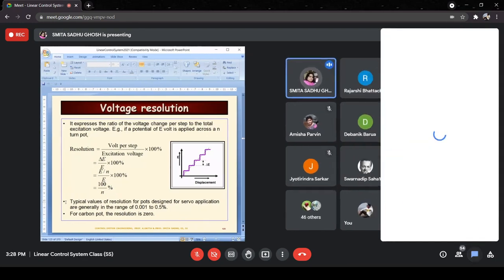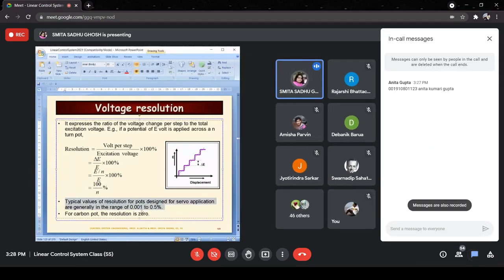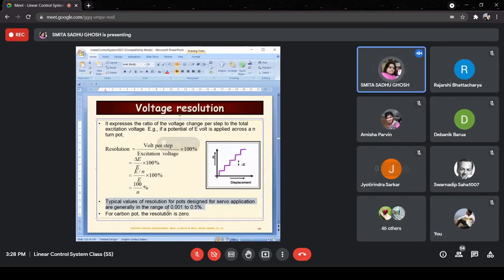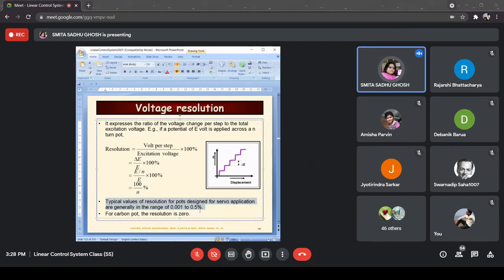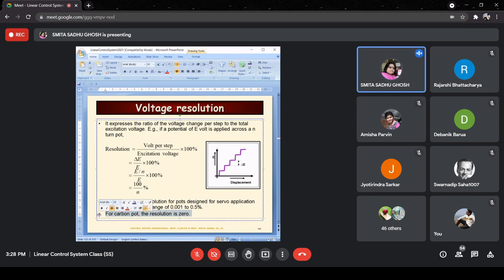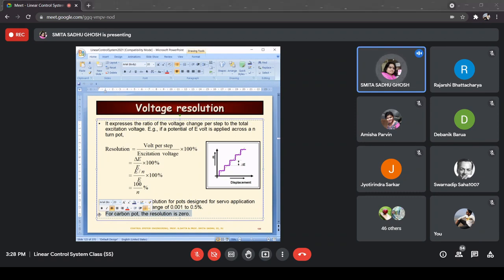Now, typical values of resolutions for potentiometers designed for servo applications are generally in the range of 0.005% to 0.5%. Now, as far as resistive elements go, we also know that carbon is often used as a resistive element. So in potentiometers as well, carbon elements are used. In carbon pots, there are no discrete wires, but we have the resistive element as a continuous carbon element, so the resolution over there is 0.